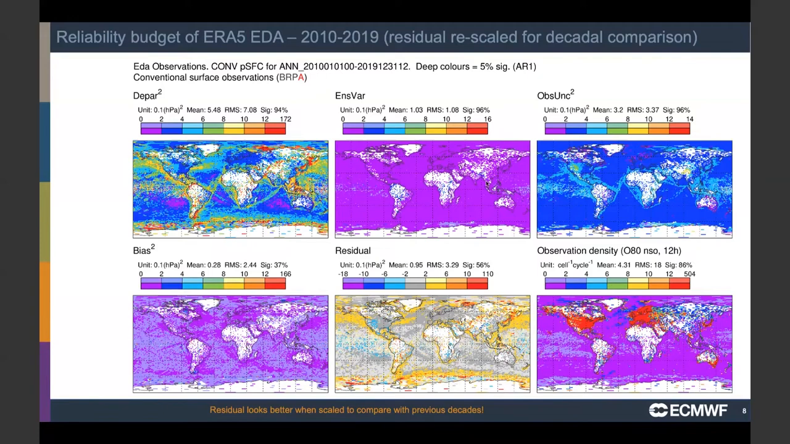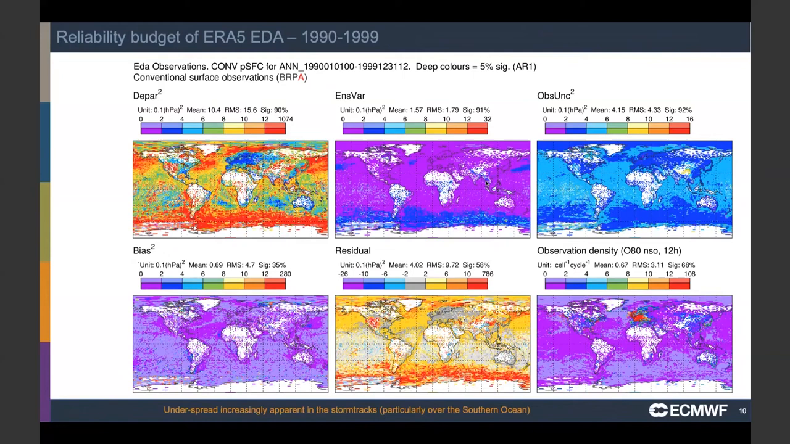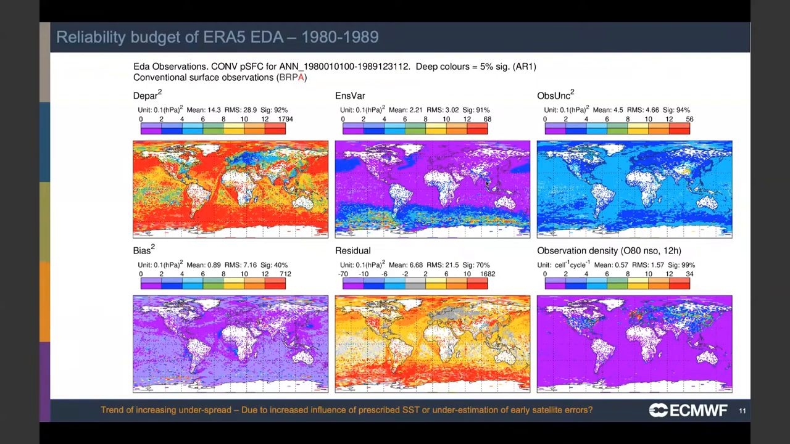So this is now the previous decade. What we see is that the assigned observation errors have increased and the background variance has increased, but it still doesn't keep pace with the increasing departure. So we end up with a stronger yellow-red residual term. Again, we go back to the 90s and the same thing happens, particularly over the Southern Ocean. You can see the red region here. Finally, in the 1980s, it's really pretty strong. So there's a trend of increasing underspread. The ensemble variance is increasing as you go back in time, but not sufficiently to represent the real uncertainty in the ensemble.